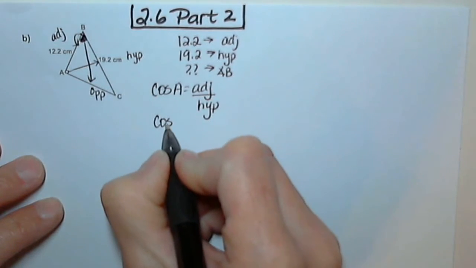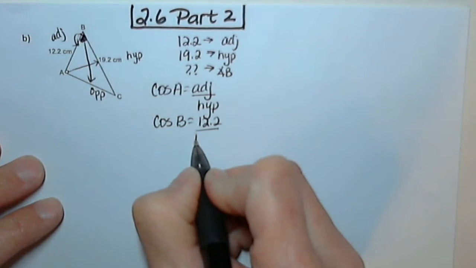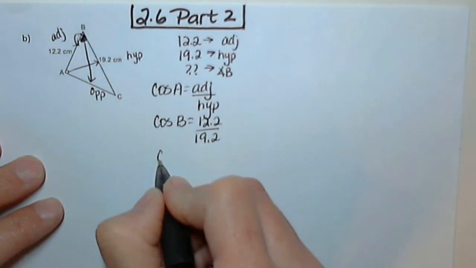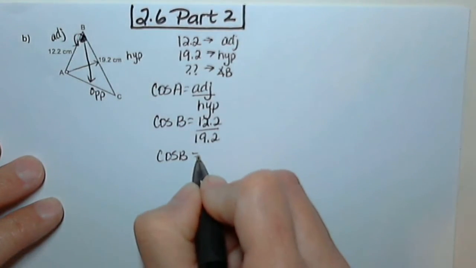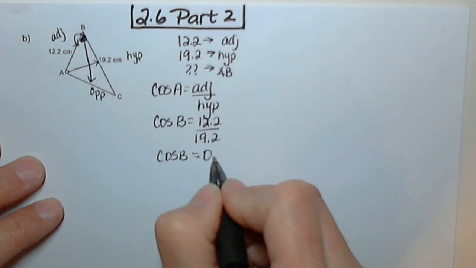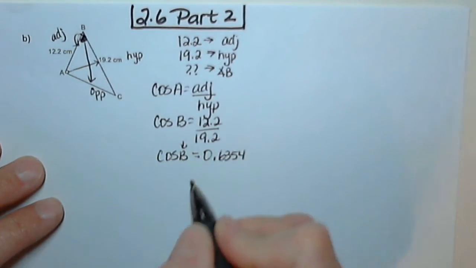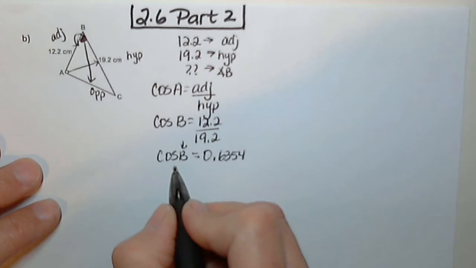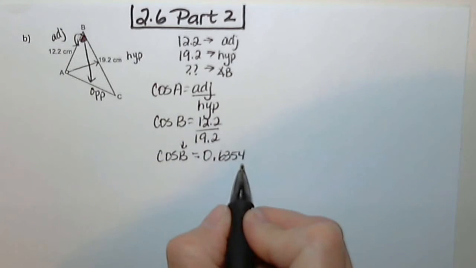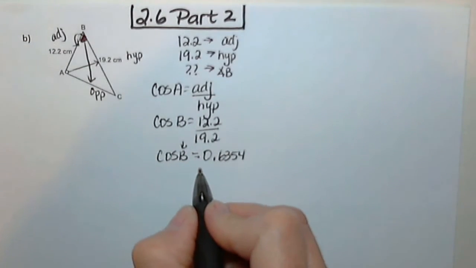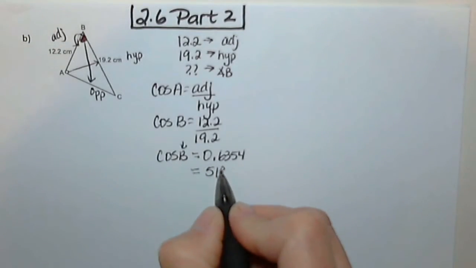In this case, I'm not looking for A, I'm looking for B. The adjacent is 12.2 and the hypotenuse is 19.2. I'm going to divide 12.2 by 19.2, and I'm going to leave that to 4 decimal places, and I'm going to get 0.6354. Now again, you'll notice that you have a letter beside the word cosine, which tells me immediately that I need to use my shift button when I calculate this. So I'm going to punch in this decimal, second function or shift cosine, and rounding to the nearest degree, right off the bat, I get 51 degrees.